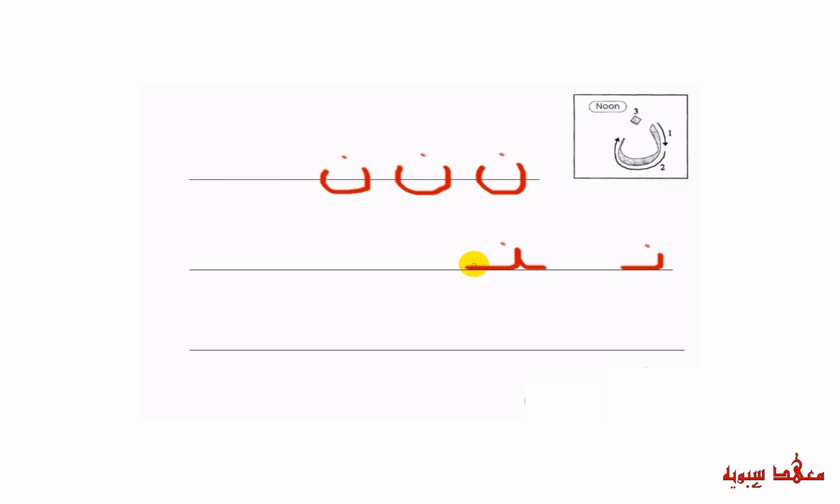And in the final form, this is where it's different, is that you have the previous letter, and then it comes up, but then it goes more down. So it's similar to the isolated form. So to write 3 noons together is as follows. And then you dot them.